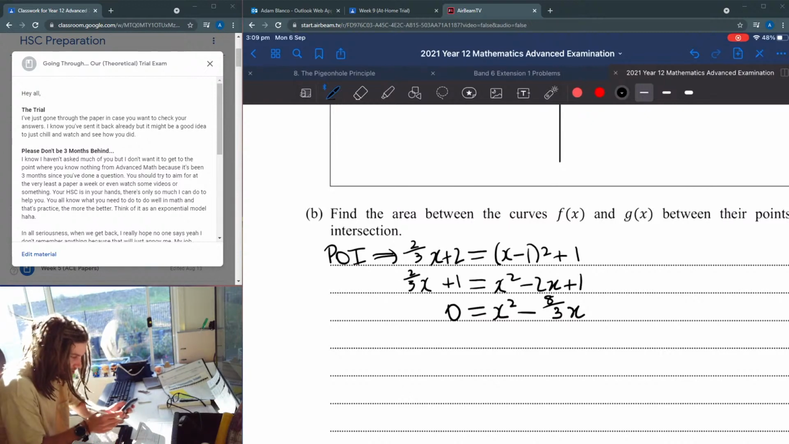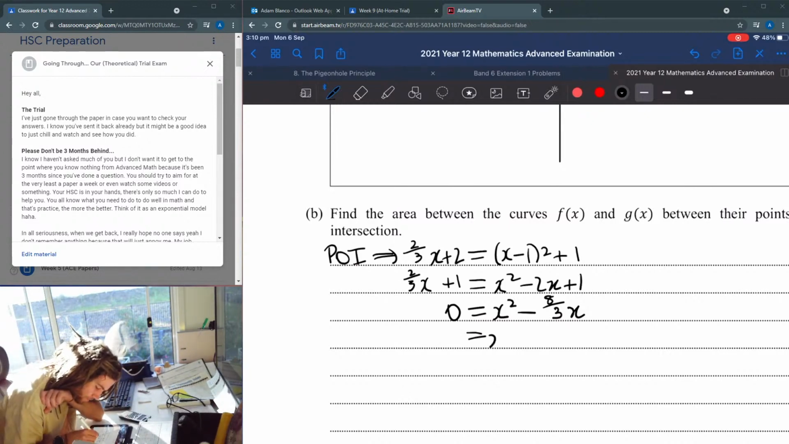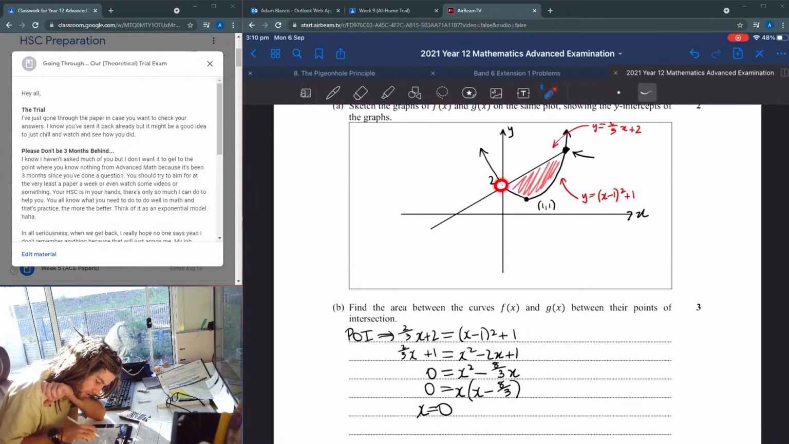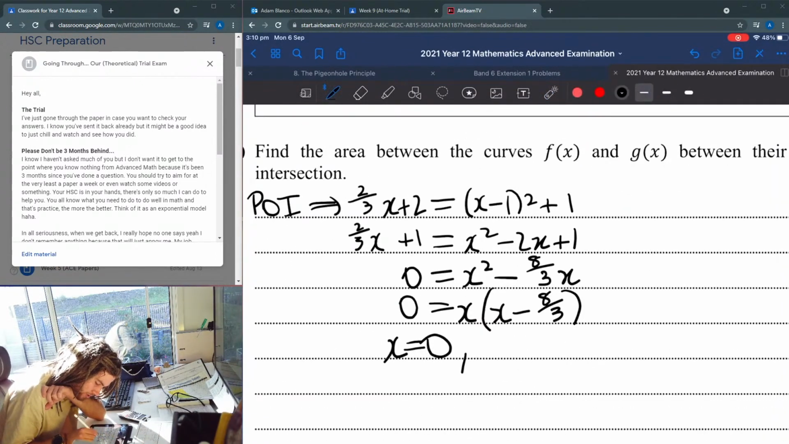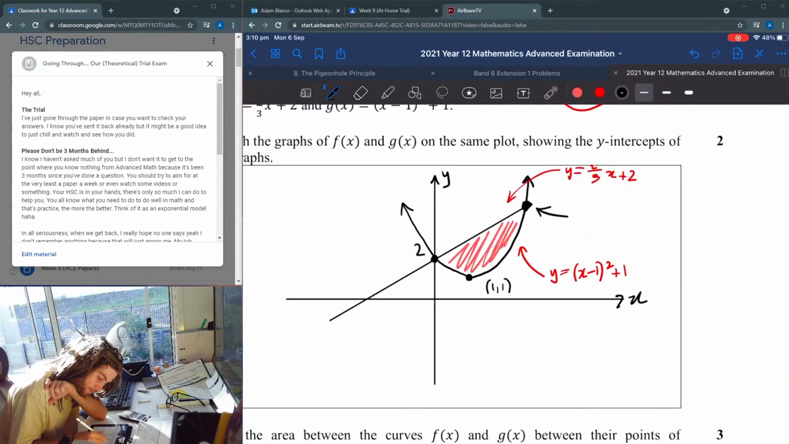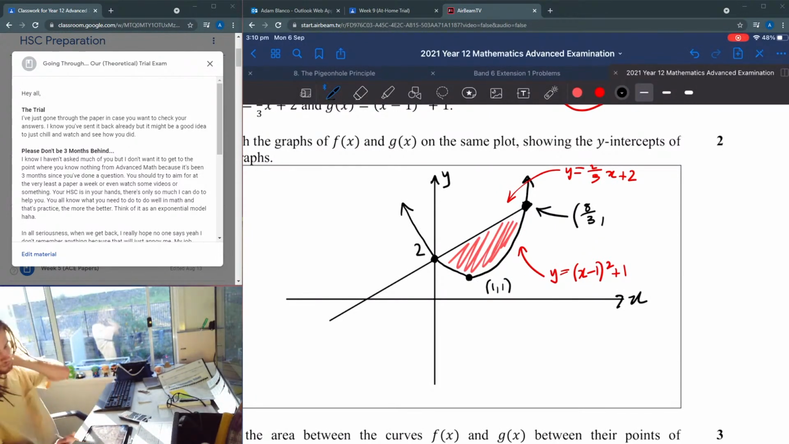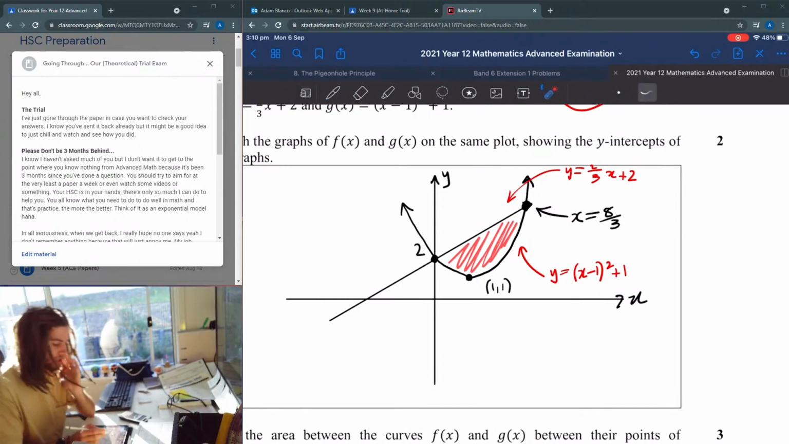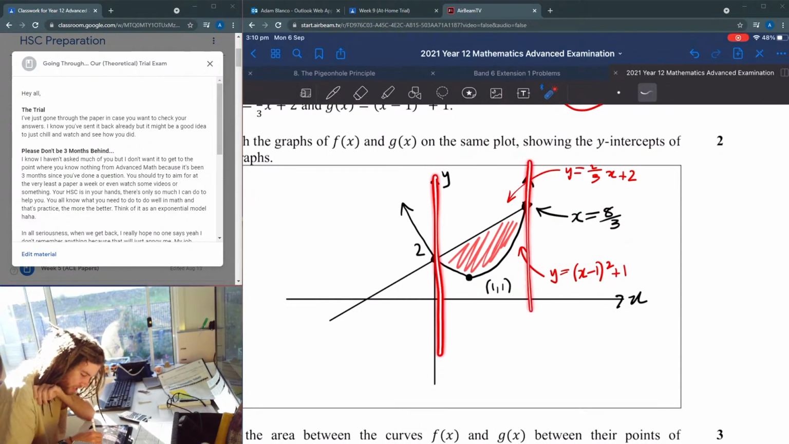I've got another term because it's plus 1. Okay, so now I can just go x outside of x minus 8 on 3 equals 0. That means x equals 0, and also equals 8 on 3. Okay, so this value here is 8 on 3. I don't need to know what the y coordinate is, do I? So I just need to integrate between x equals 0 and x equals 8 on 3.